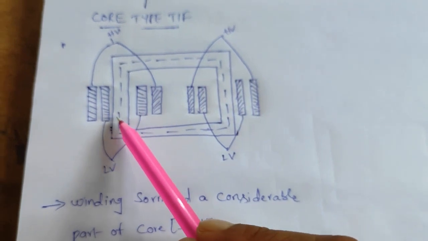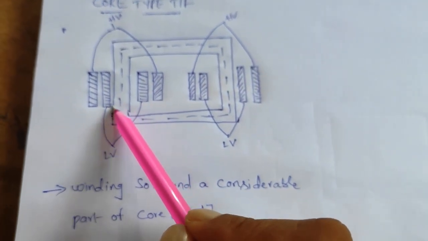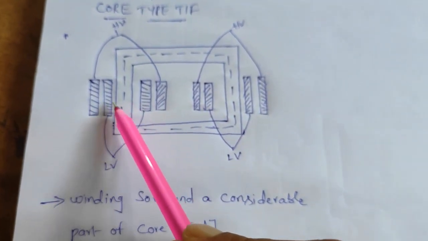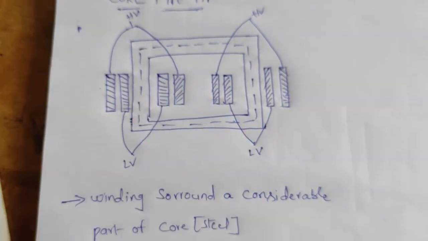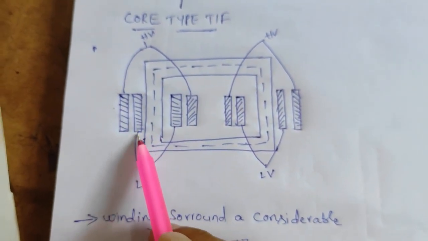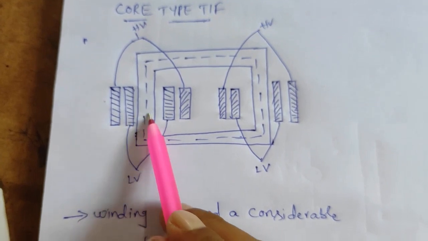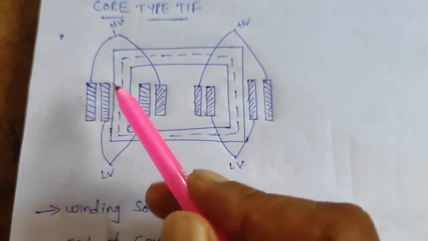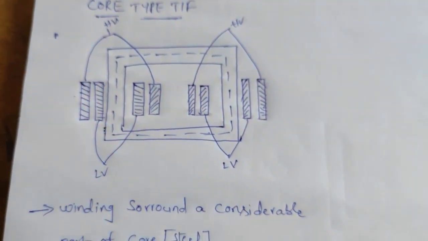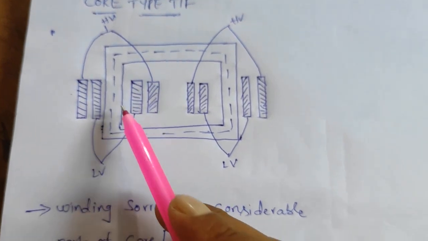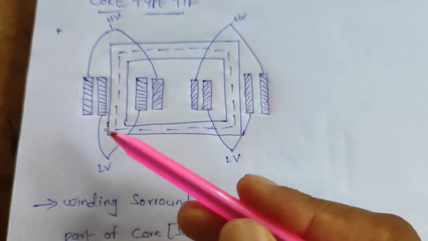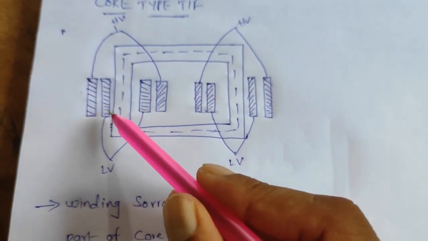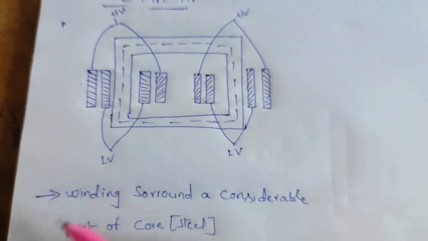Why are we placing this LV winding near the core, beside the core? There is a reason. To reduce the leakage flux, we place the LV winding near the core. Also, if the HV winding were placed here and a high voltage passed through it, the core would be damaged. So in place of the high voltage winding we are placing the LV winding.